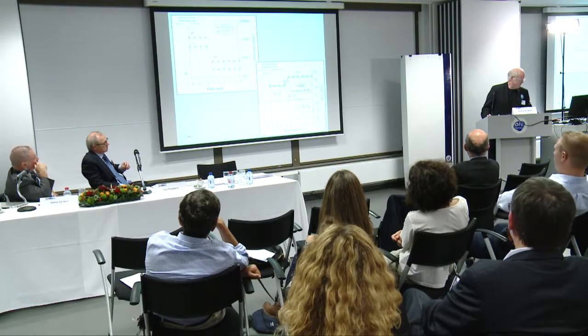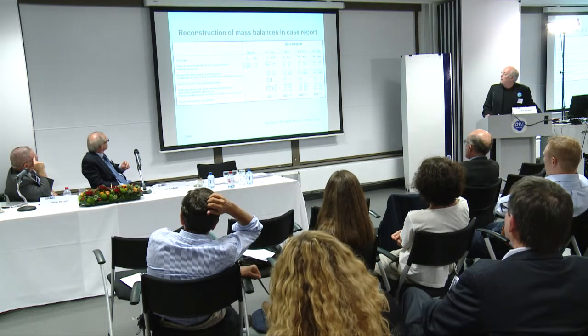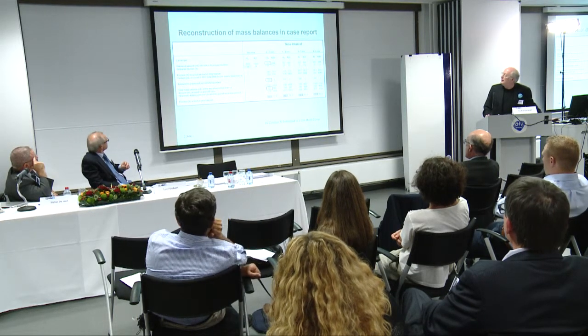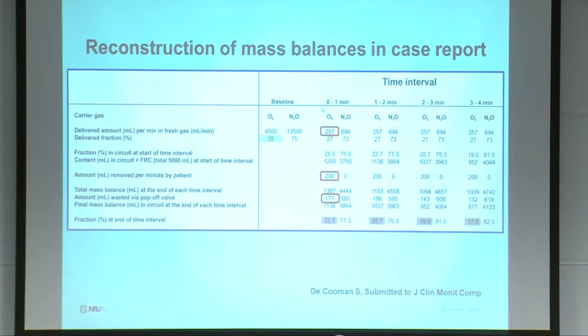This was at 0.95 liters per minute, the sum of oxygen and nitrous oxide. So it's not really that low flow. When we reconstruct this case and we look at the mass balances, we can see that the amount of oxygen that was delivered for each time interval, 0 to 1, 1 to 2, 2 to 3, 3 to 4 minutes, was 257 mLs per minute, which was the oxygen flow setting, the fresh gas flow setting.